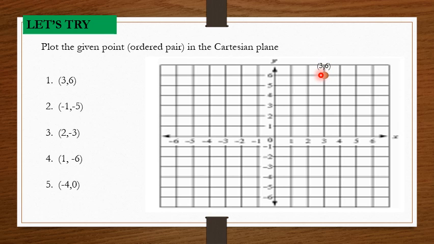Okay, number 2, -1, -5. -1 is for x, left, and -5 going down. This is the origin. It means -1, negative 1 unit to the left. Then going down, -5. 1, 2, 3, 4, 5. And this is the intersection of -1 and -5.